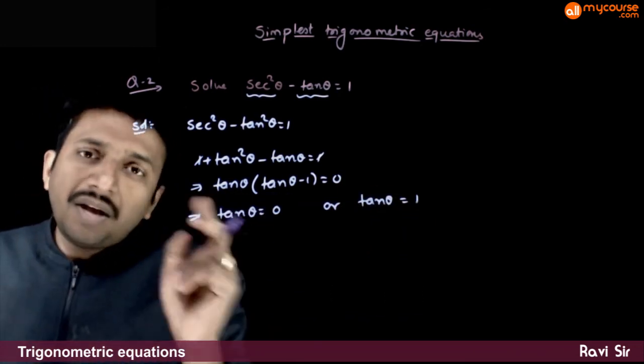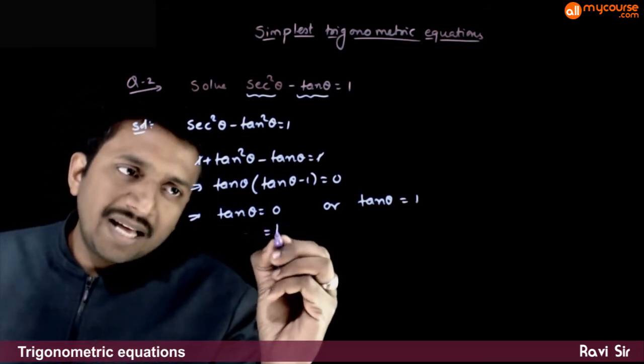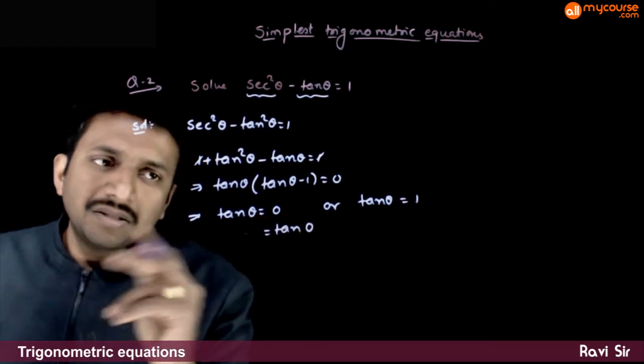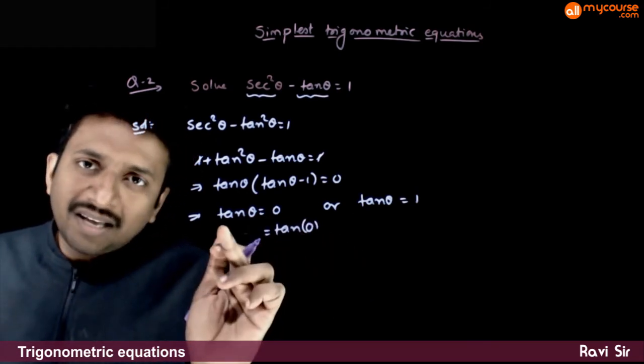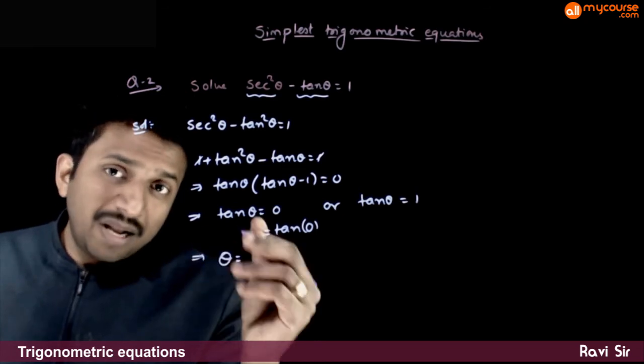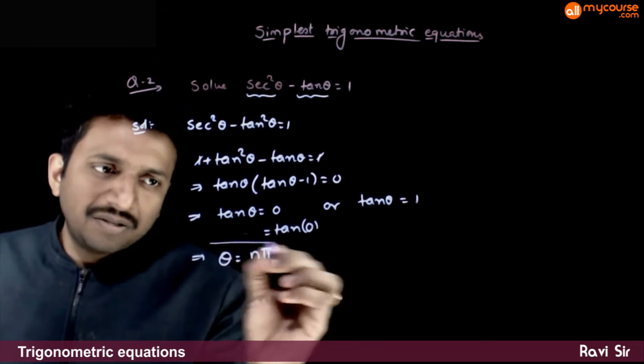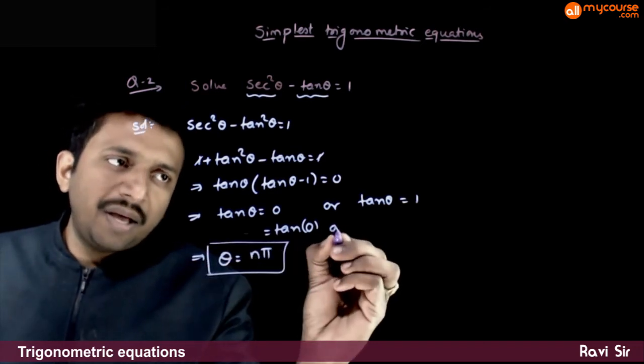So now when will tan theta be equal to 0? So 0 can be written as tan 0. So now this is of the form tan theta is equal to tan alpha. So the general solution is n pi plus alpha. So n pi plus 0, I can leave that. So you get theta is equal to n pi.